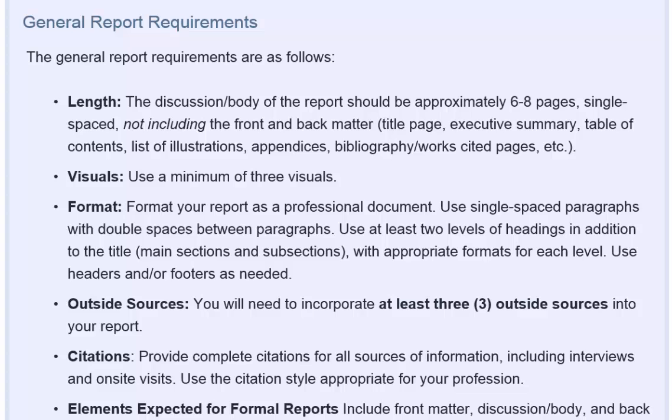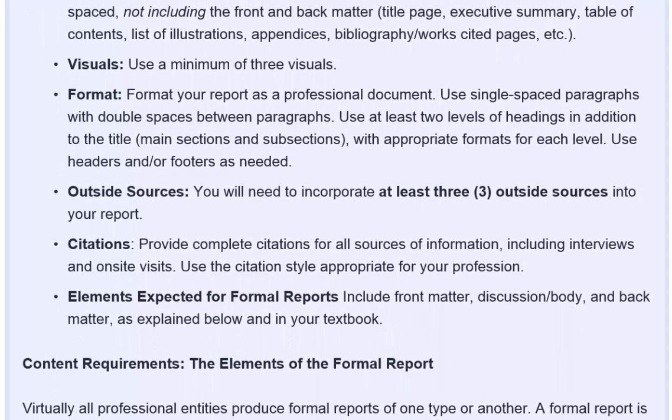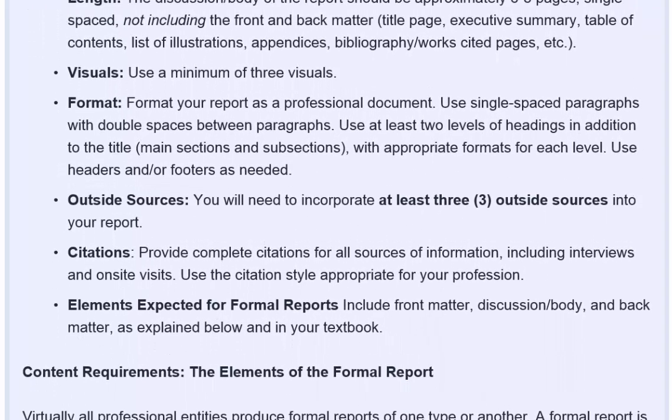You also need to use a minimum of 3 visuals. No, I don't mean clip art. You need to format and design the report according to the rhetorical situation. You need to use at least 3 sources, and these will be both primary and secondary. Don't worry if you don't know what that means yet. You will in a very short amount of time.